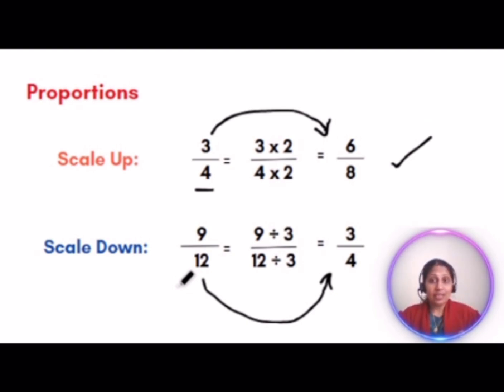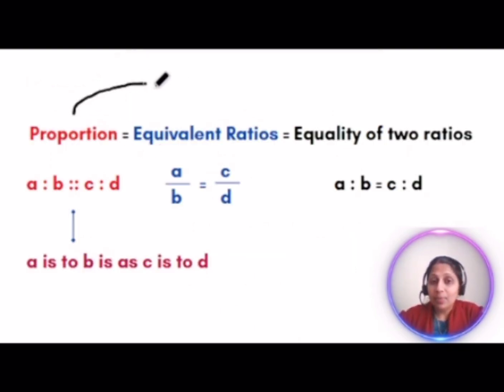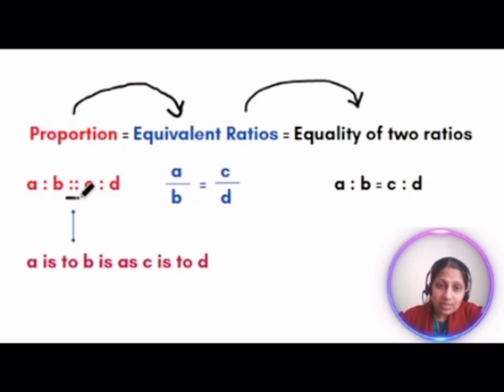Okay, now let's see this in a single way. The proportion is nothing but equivalent ratios, or otherwise, equality of two ratios. And how do we express this? A:B :: C:D. This is the symbol that we use for our proportions. We read it as A is to B as C is to D. Or otherwise it can be expressed as A/B equals C/D, or otherwise as A:B equals C:D. This is the basic definition that you need to know about proportion.